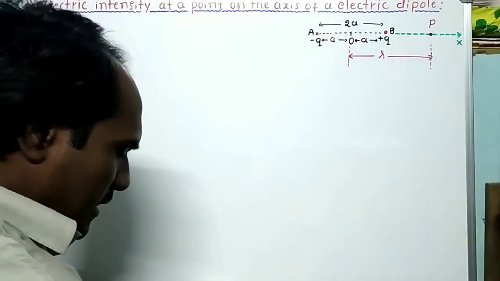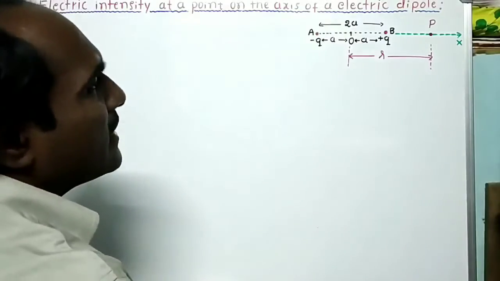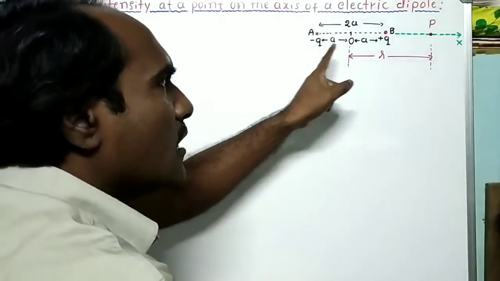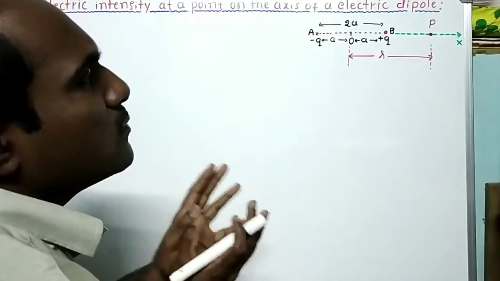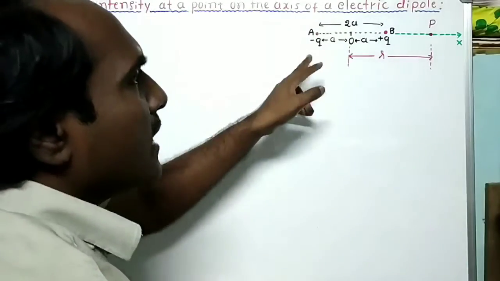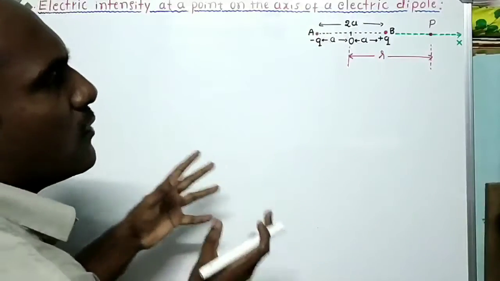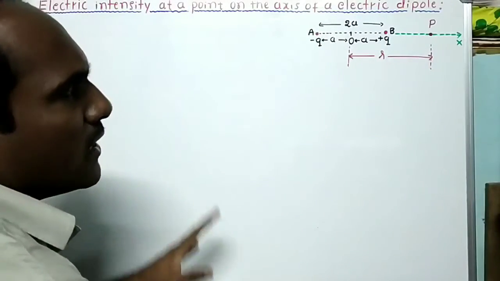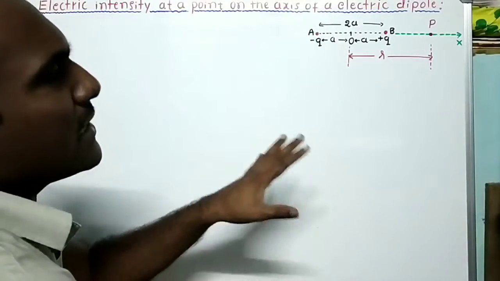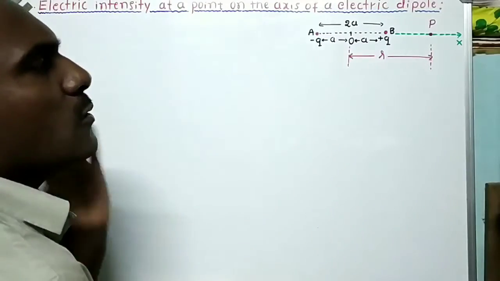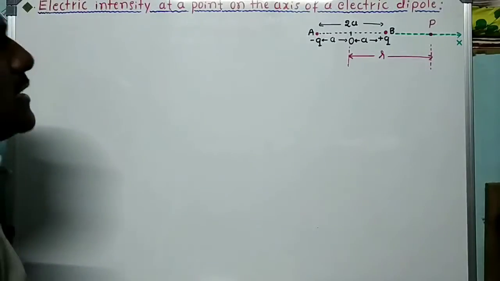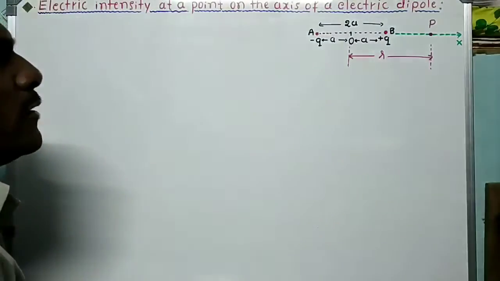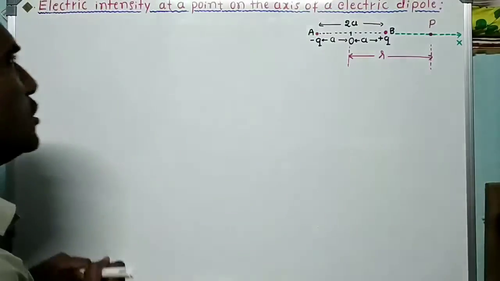Now see here, since the dipole is containing two charges, one is negative charge, one is positive charge, then how much intensity is going to be produced at point P due to negative charge and positive charge? First we have to find that, and after that definitely we will get the electric intensity at point P due to the whole dipole. Okay, ಹಾಗಾದ್ರೆ ನಾವು ನೋಡೋಣ, ವಾಟ್ ಈಸ್ ದ ಎಲೆಕ್ಟ್ರಿಕ್ ಇಂಟೆನ್ಸಿಟಿ ಅಟ್ ಪಾಯಿಂಟ್ ಪಿ ಡ್ಯೂ ಟು ಪಾಸಿಟಿವ್ ಚಾರ್ಜ್.